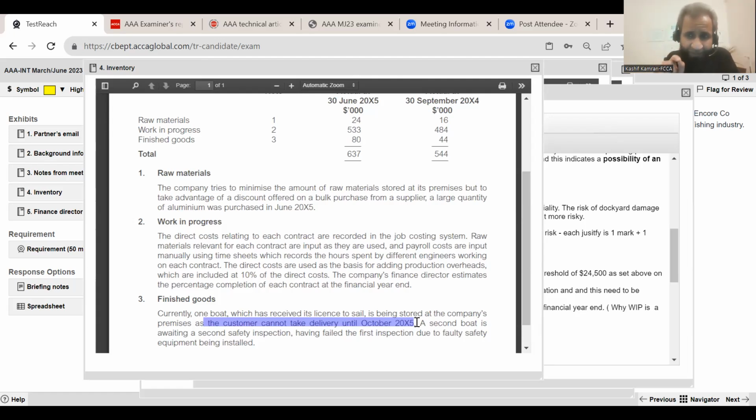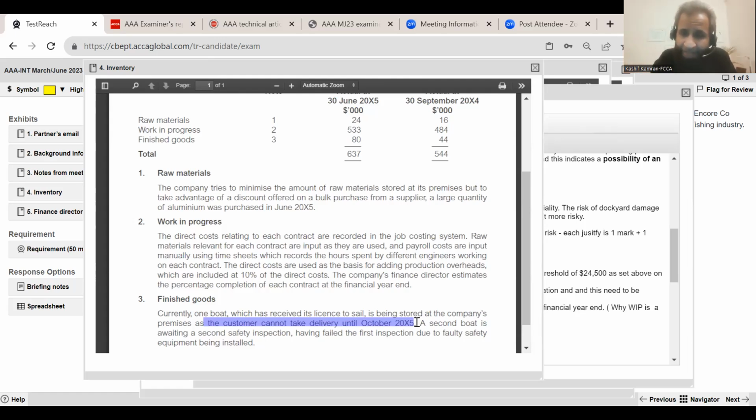So because this boat has received the license and the customer cannot take the delivery, you cannot include this in your inventory. You need to de-recognize this from inventory and recognize the revenue, because the performance obligation has been met. So this is no more part of your inventory. This should be considered as a sale. So I think the inventory is overstated because this boat is part of your finished goods of $80,000. It should not be part of the finished goods because the performance obligation is met, and it should not be recognized as inventory, rather revenue.